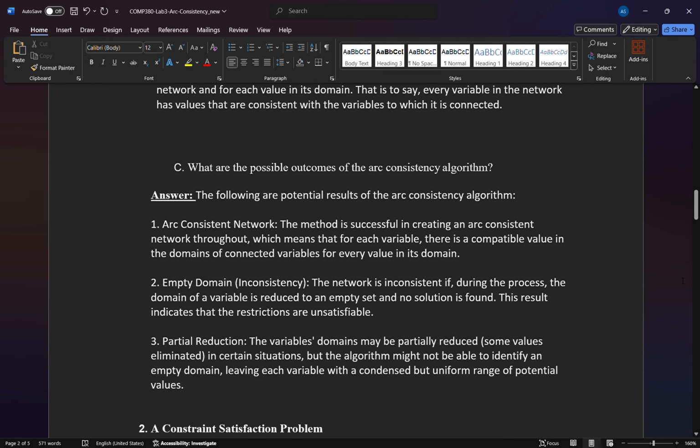For the third question about the possible outcomes of the arc consistency algorithm, I found there could be three possible outcomes. First being the arc consistent network. This is a method successful for creating an arc consistent network throughout, which means that for each variable there is a compatible value in the domains of connected variables for every value in its domain.